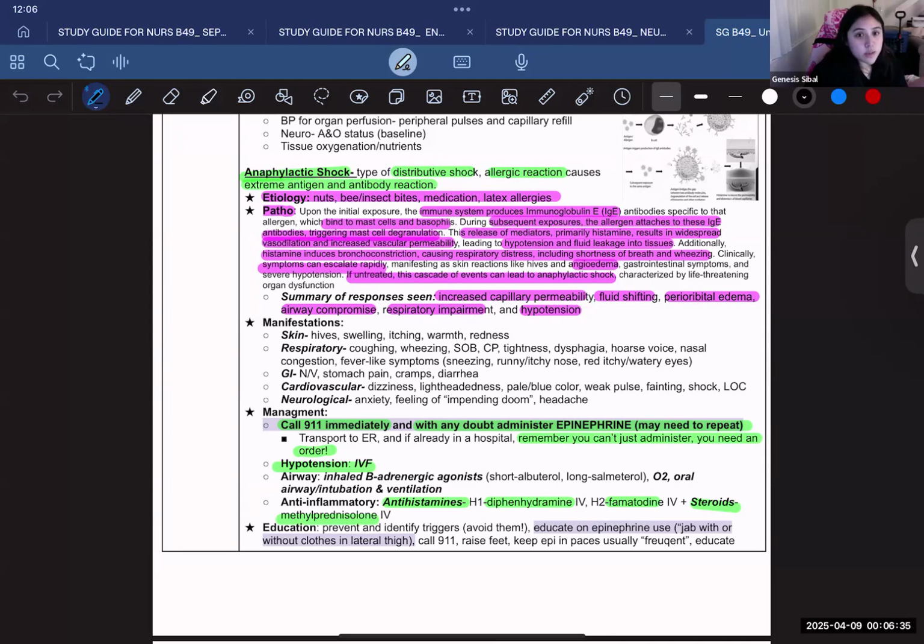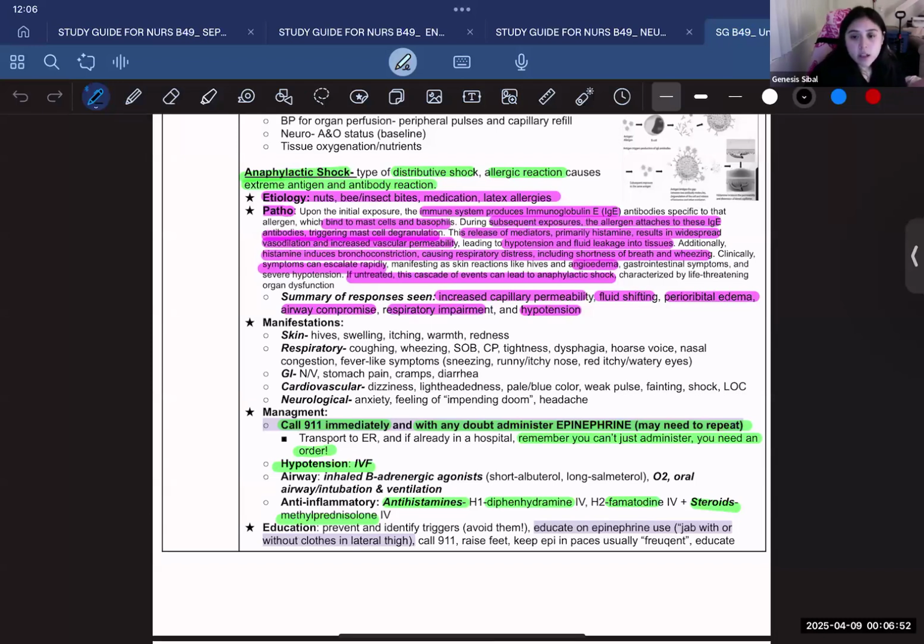This can obviously kill a patient, right? And it can escalate very rapidly. So that's also why you can see signs and symptoms of histamine release, like hives and angioedema, and then GI symptoms, severe hypotension.